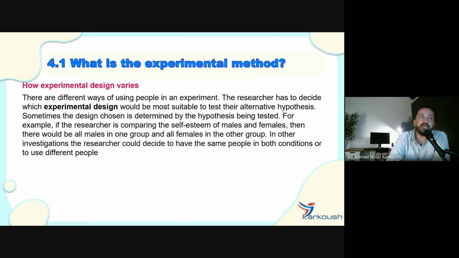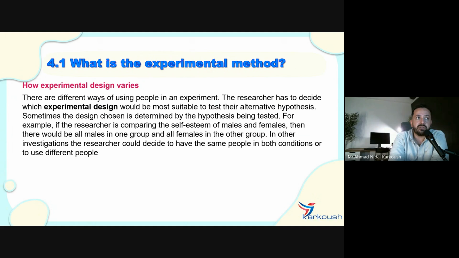And there are different ways of using people in an experiment. The researcher has to decide which experimental design would be the most suitable to test their alternative hypothesis. Why do we call it alternative? Because it's not the null one, it's an alternative one to the null one. Sometimes the design chosen is determined by the hypothesis being tested. For example, if the researcher is comparing the self-esteem of males and females, then there would be all males in one group and all females in the other group.